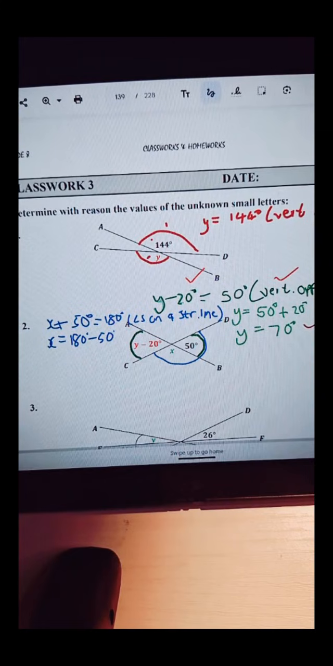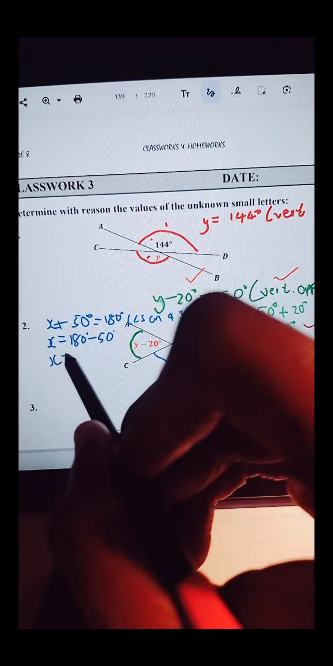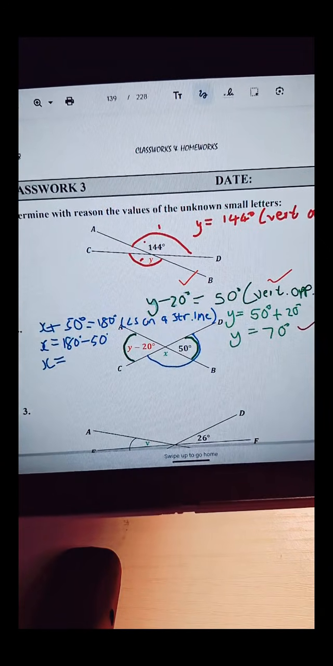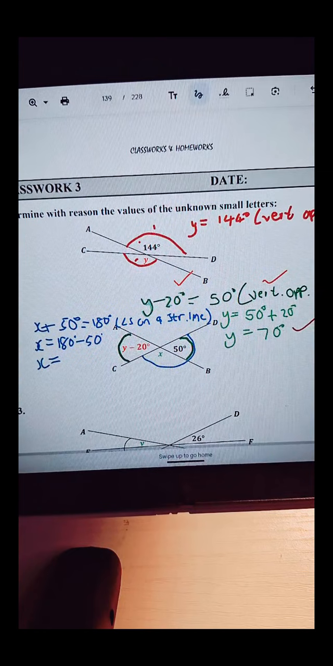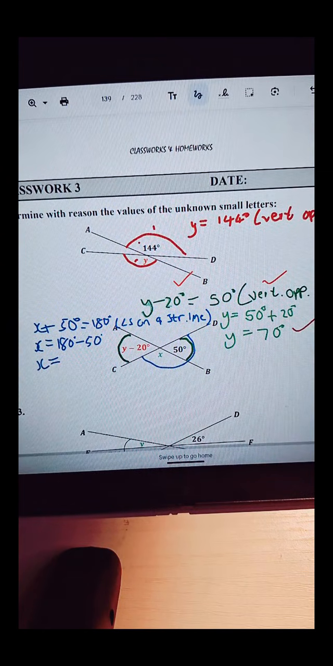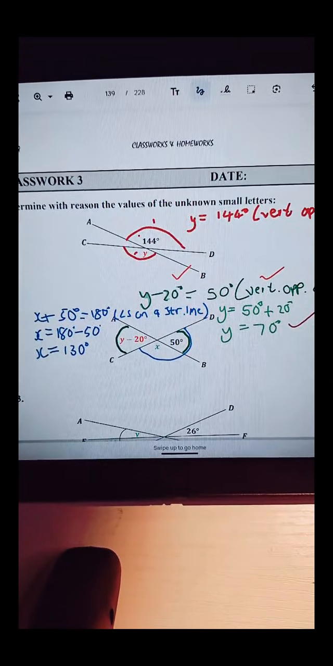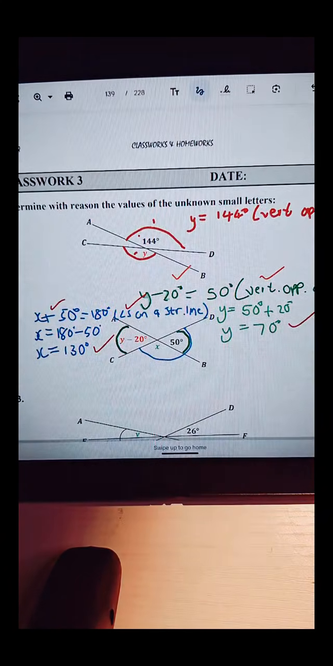What's 180 minus 50? What is the value of x, guys? So y is 70. What is the value of x? Value of x is? Yes, Ivile. 180. Okay. Statement, reason, answer.